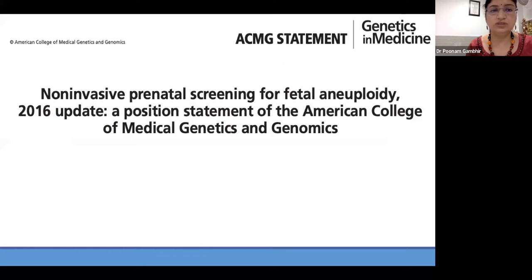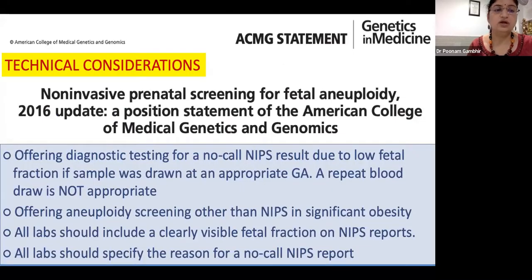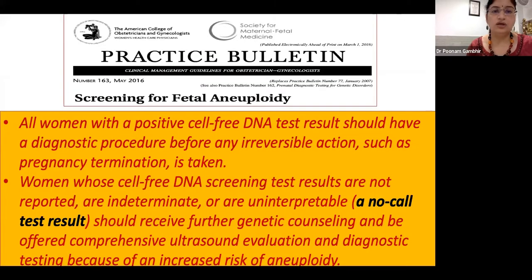ACMG gave a position statement regarding NIPS. It recommends offering diagnostic testing for a no-call NIPS result, which is mainly due to low fetal fraction, and a repeat blood sample draw is not appropriate. Offer aneuploidy screening other than NIPS if the patient is significantly obese. All labs should include a clearly visible fetal fraction on NIPS reports, and should specify the reason for a no-call NIPS report. All women with a positive cell-free DNA test result should have a diagnostic procedure before any irreversible action such as pregnancy termination is taken.